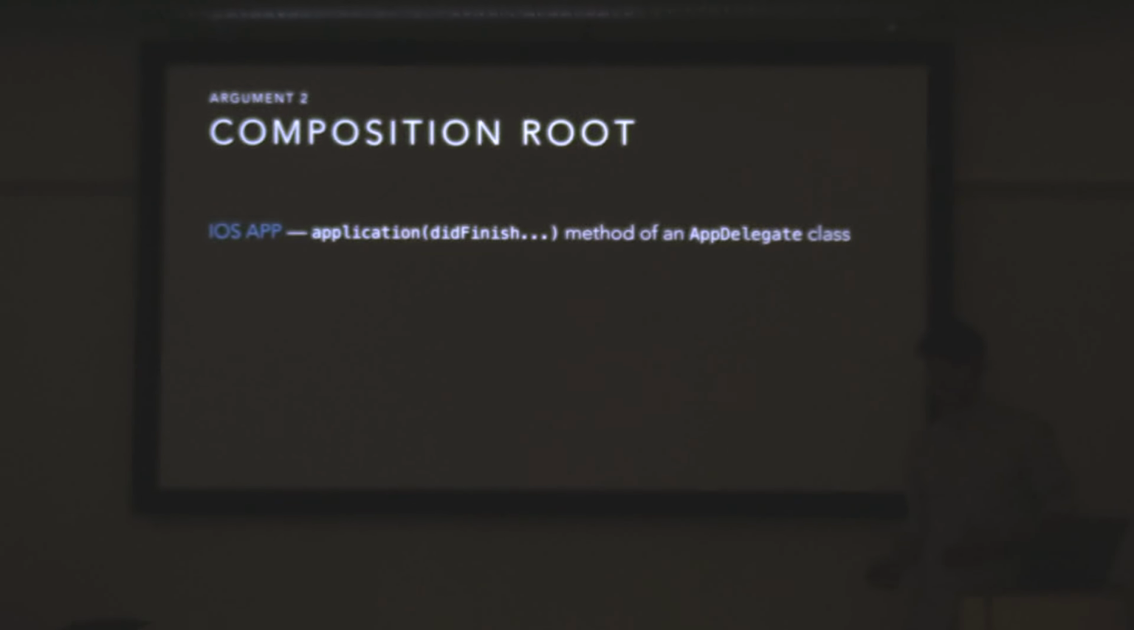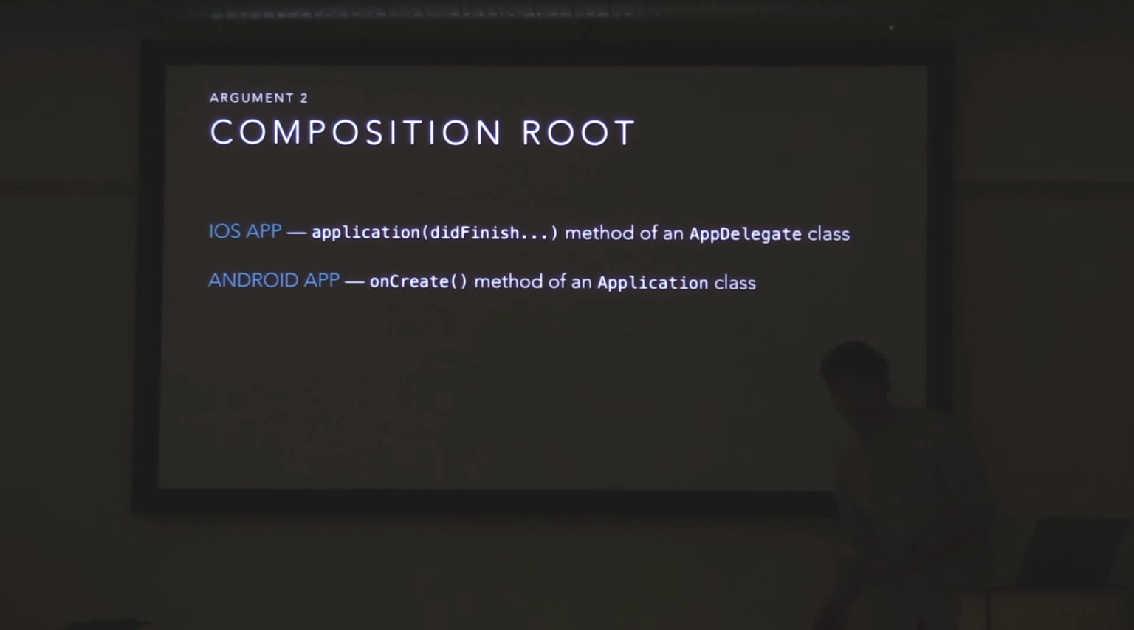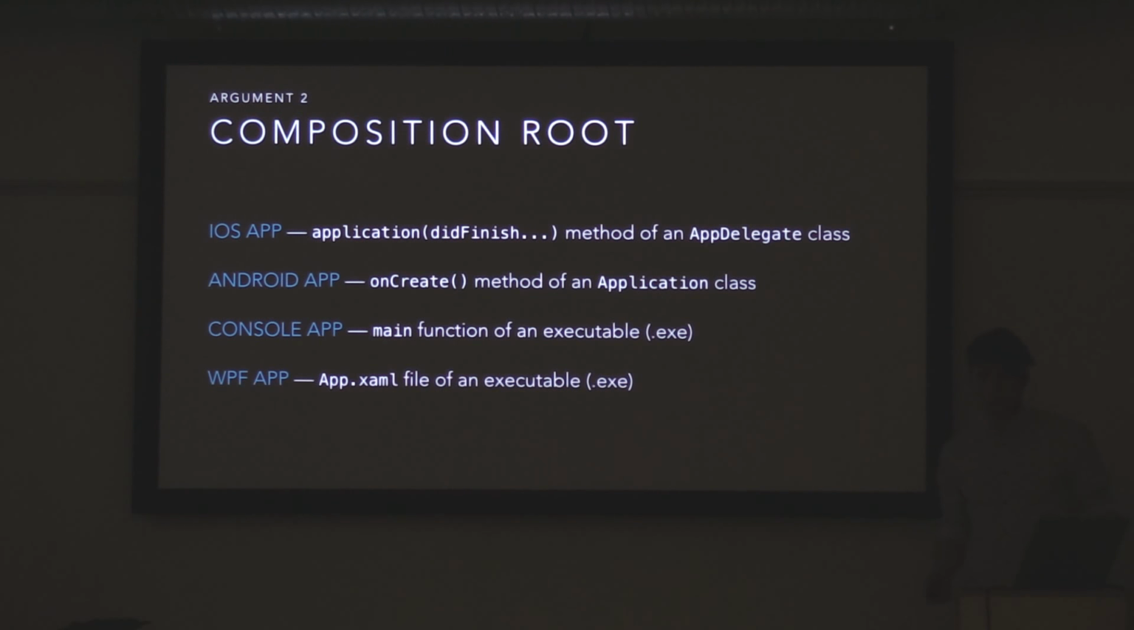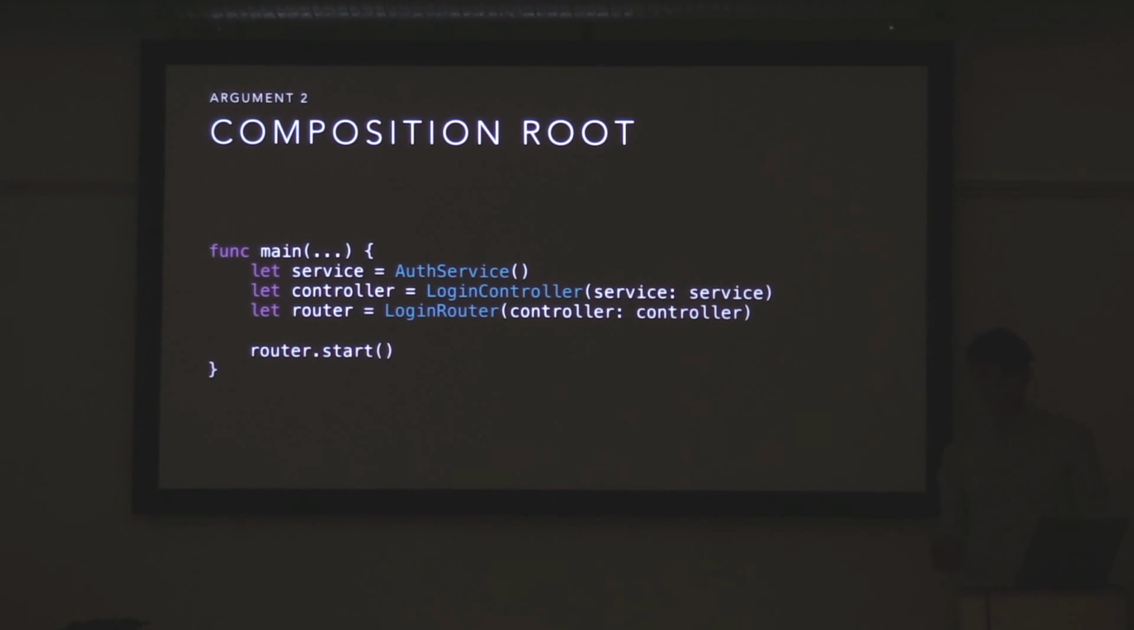So in order to understand the idea of composition root better, probably an example is needed. So in terms of iOS application, it's really simple. It's your application didFinishLaunching method. In terms of Android app, it's the onCreate method in your application subclass. For console app, it's simply your main function. And for Windows applications, it's your App.xaml. So the simplest composition root would look something like this. Simply a main function where you instantiate everything and set things in motion. OK, this is so far so good and really simple.